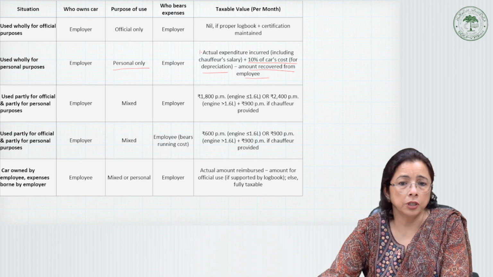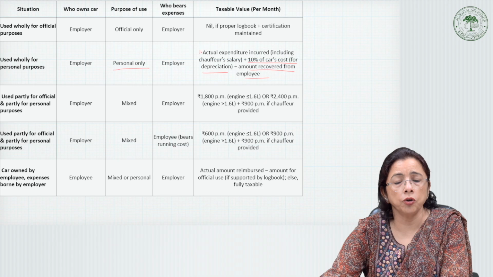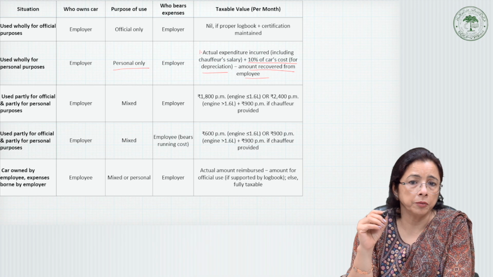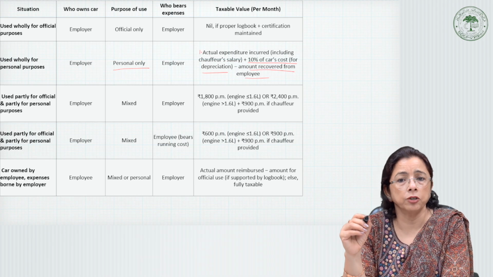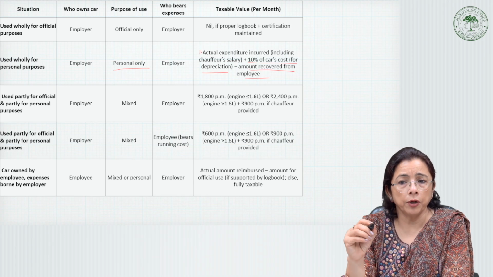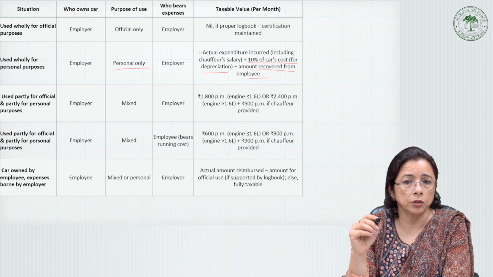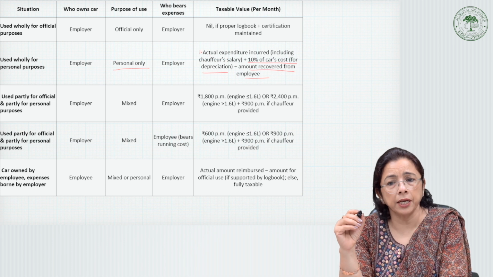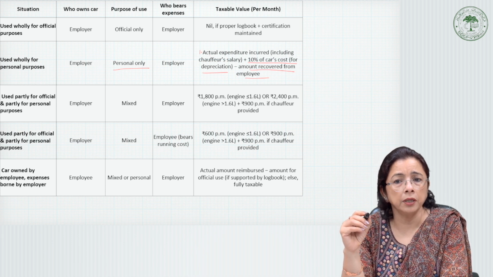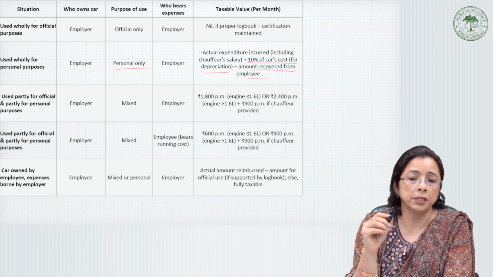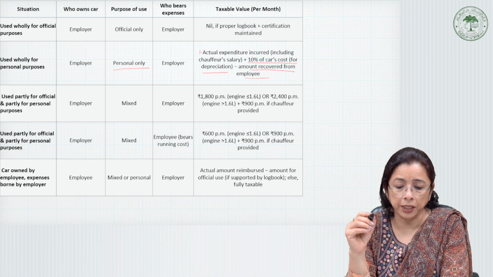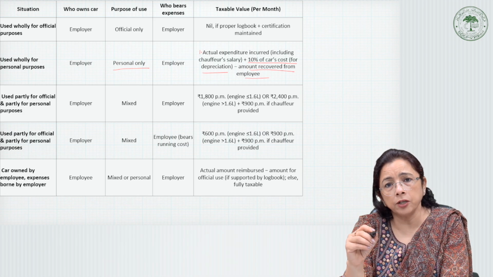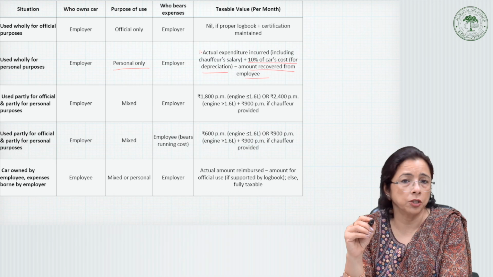Now, situation number 4, when the car is owned or hired by the employer. In this case, the car is used partly in the performance of duty and partly for private or personal purposes of the employee or any member of his household. In this case, if the entire expenses of maintenance and running of the motor car are borne by the employer, then the amount to be taken up is, for the small car, rupees 1800. The small or big car is decided on the basis of the cubic capacity of the engine.